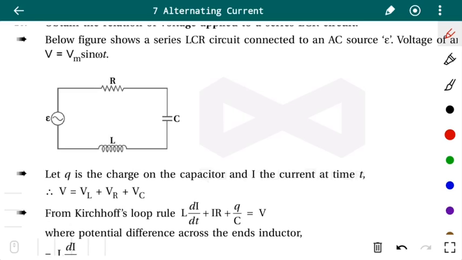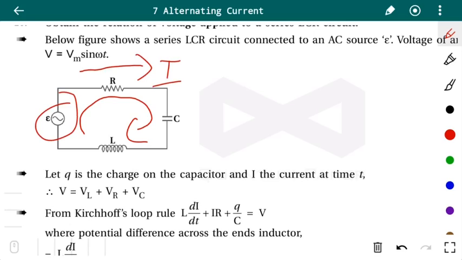Let us first choose the path. This will be the path and this is the current direction. Let us start with this AC source. AC voltage, that is V. Now because the path and the current direction both are the same, we will take a negative sign. Then the voltage developed across the resistor, that is VR. Again the current direction and path are the same, so the sign will be negative.